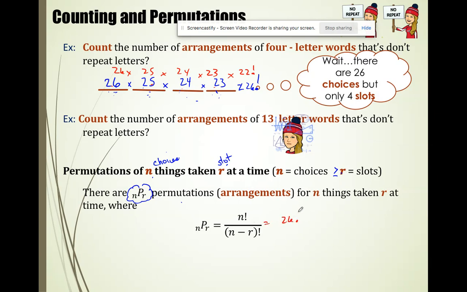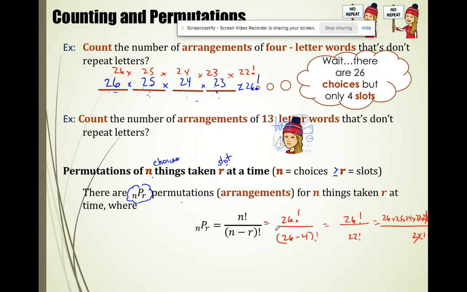If you had 26 factorial over 26 minus how many slots I had, well, that's 26 factorial over 22 factorial, but that's 26 times 25 times 24 times 23 times, oh, 22 factorial divided by 22 factorial, bye-bye, and I'm left with 26, 25, 24, 23, no factorials, right?